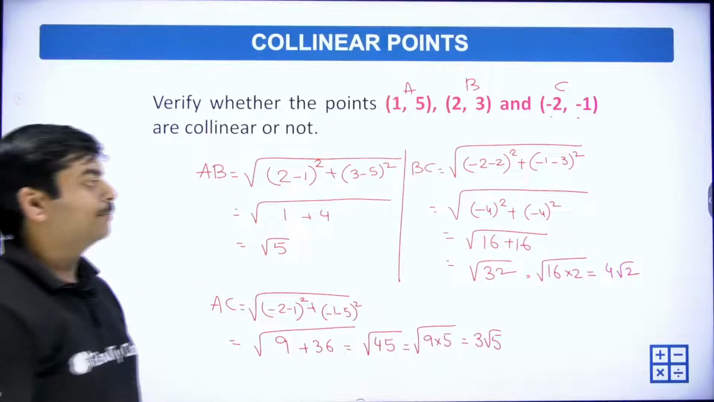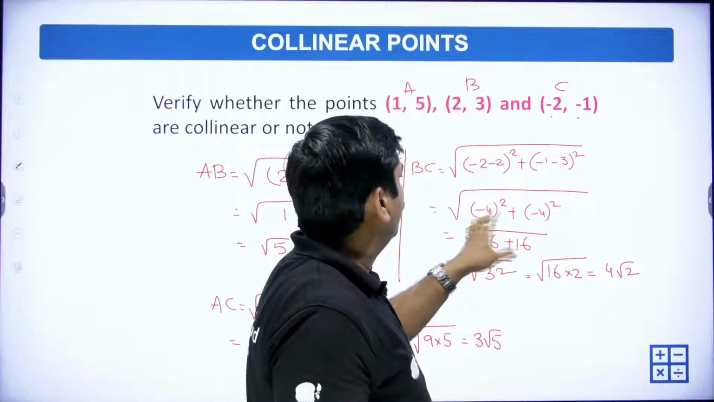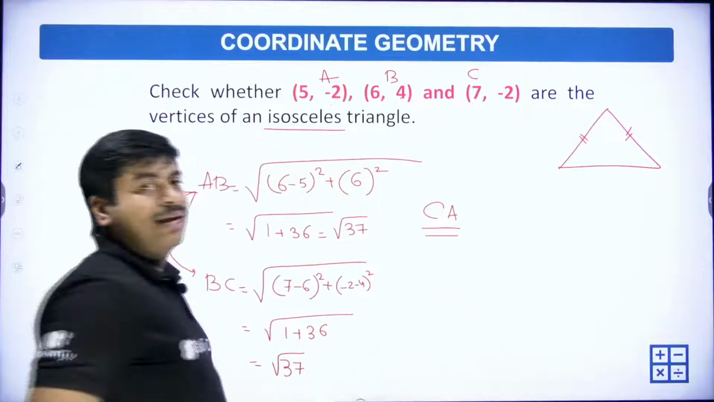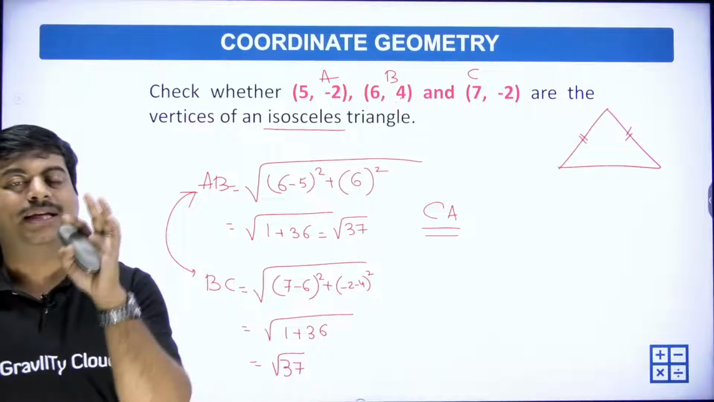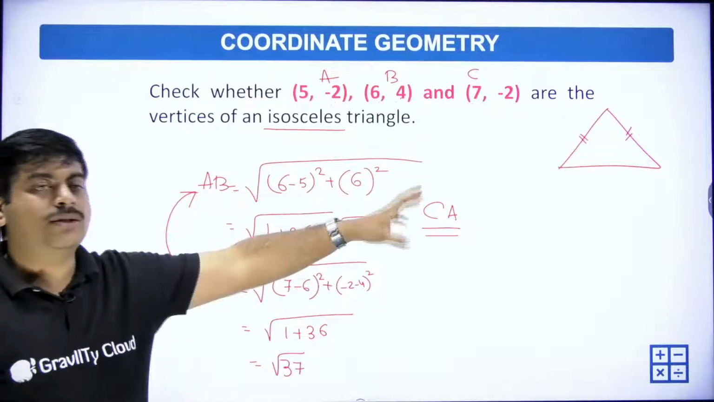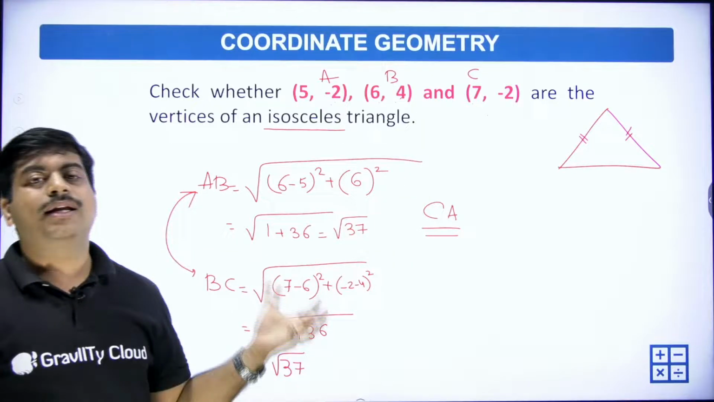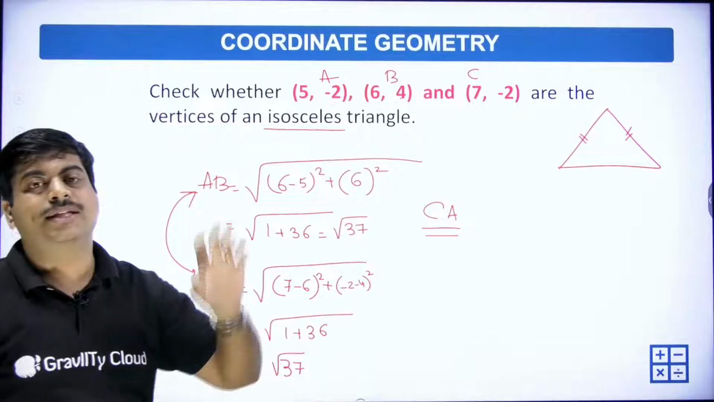Once again, let me check if there is any mistake here. BC: minus 2 whole square plus minus 1 minus 3 whole square. That's correct, 4 square plus 4 square. So as two sides are equal, it is enough to say that it forms an isosceles triangle. In case CA is also equal, it becomes equilateral. But still, equilateral is also an isosceles triangle.